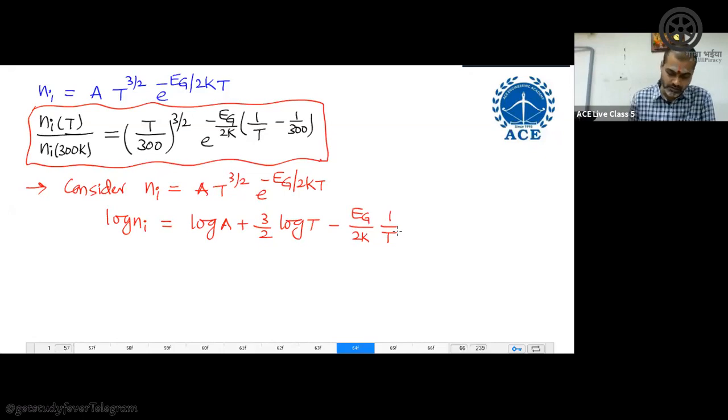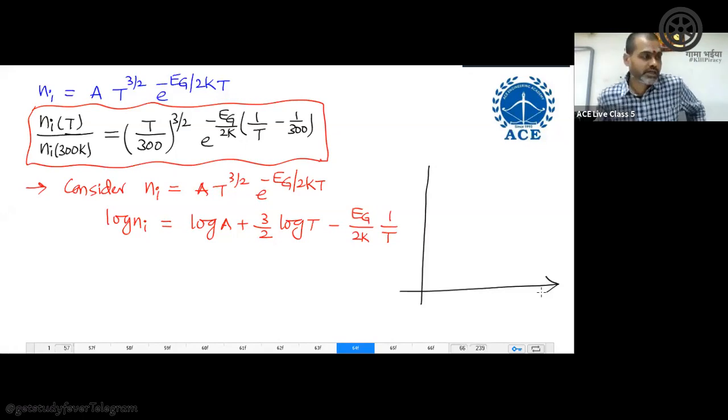Now let us plot. I'm plotting a graph. I'm taking the x-axis, which is going to be 1 by t. Let me write neatly.